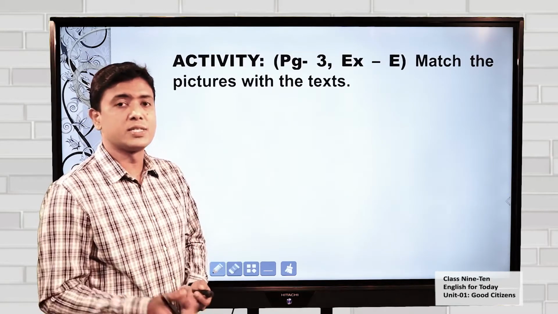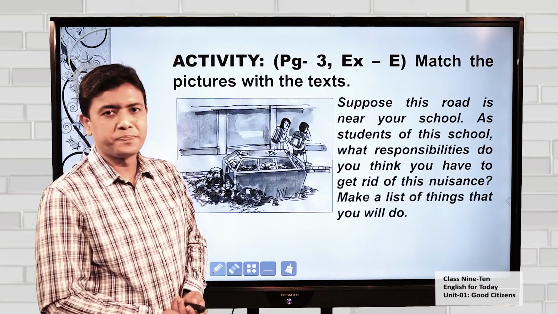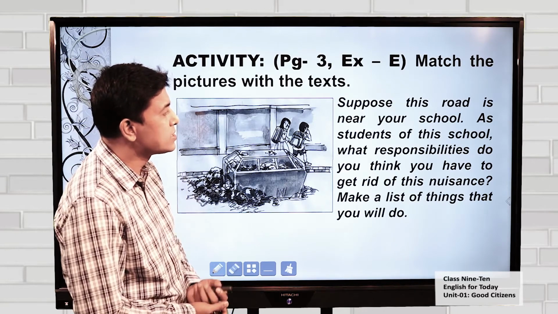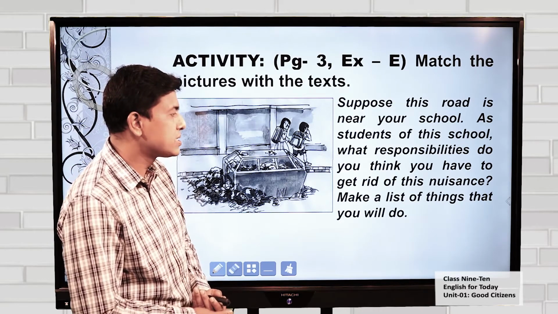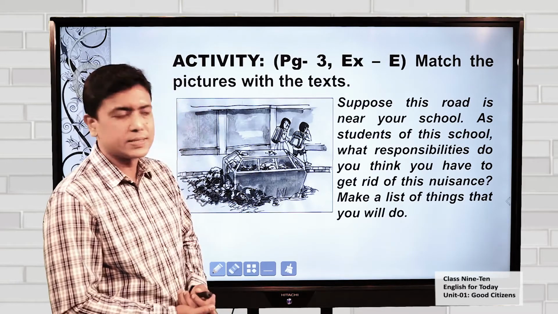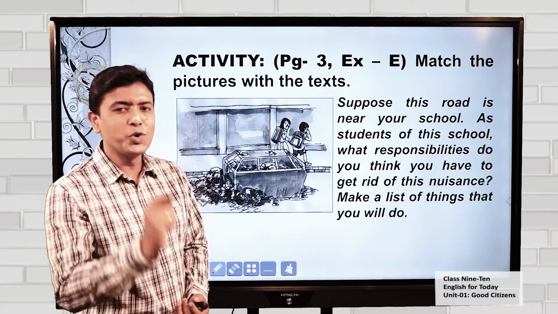Now, my dear students, this is going to be our last activity of the day. Have a look at this picture. Suppose this road is near your school. As students of this school, what responsibilities do you think you have to get rid of this nuisance? Make a list of things that you will do. I think you know what to do.